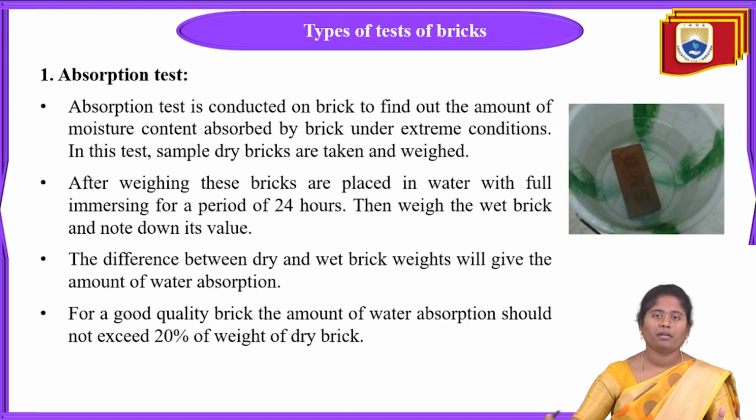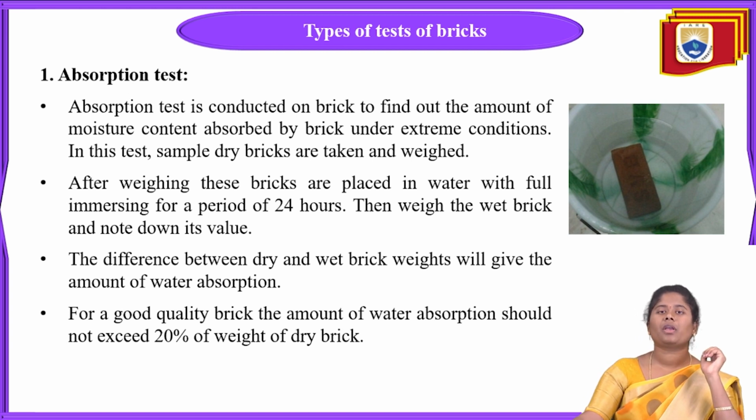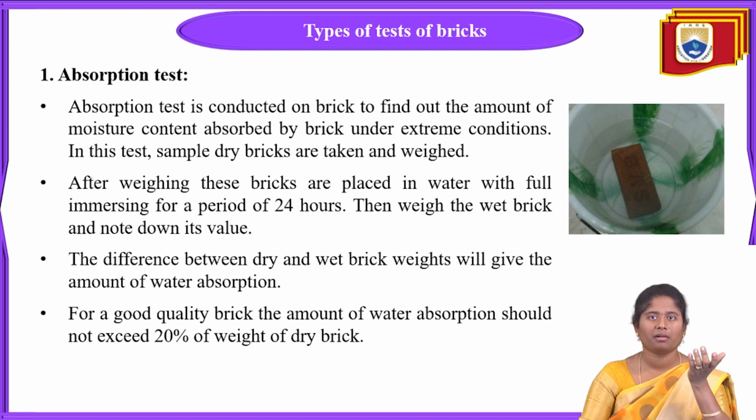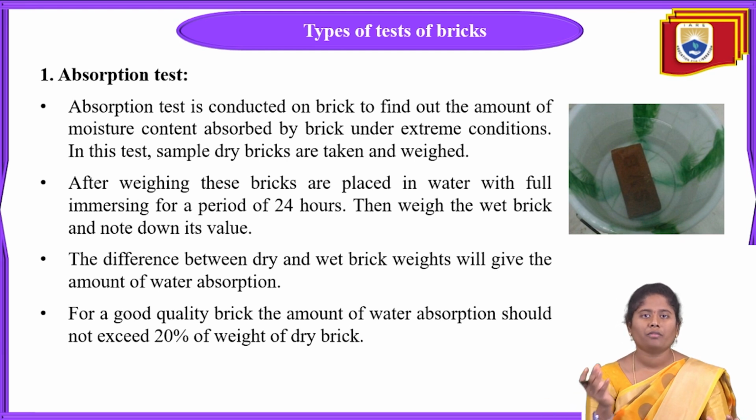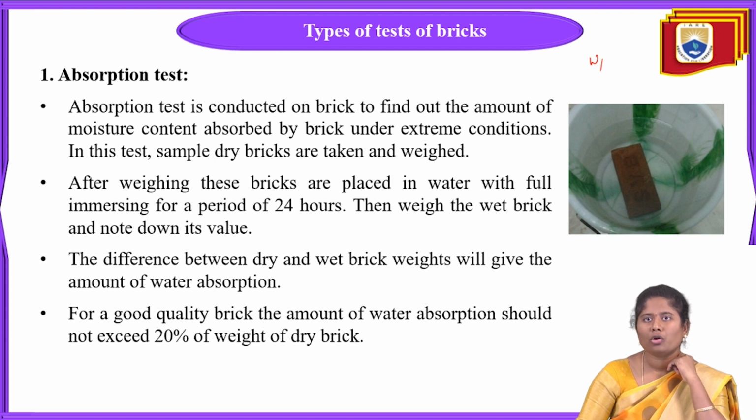Going to the first one, the absorption test. What is the process we follow? Firstly, take any brick after molding, burning and the rest of the manufacturing process. After taking that brick, we take its weight and note it as W1.